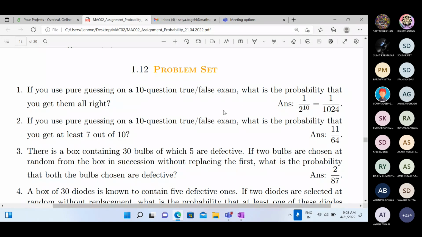So let us try to do this one. Question number 1. I hope you are able to see. You read it. The answer is given somehow, but you need to understand why this answer is correct.